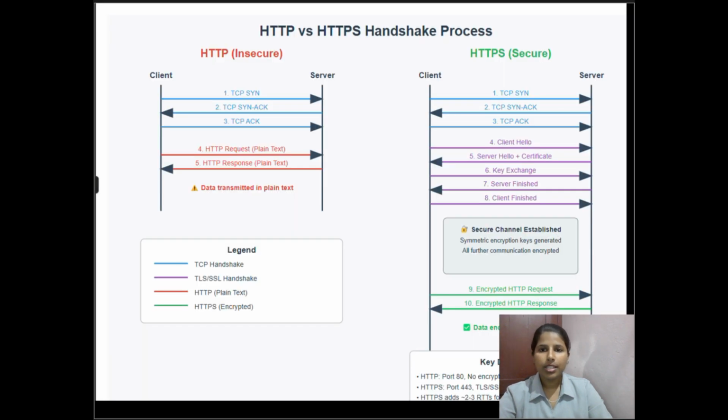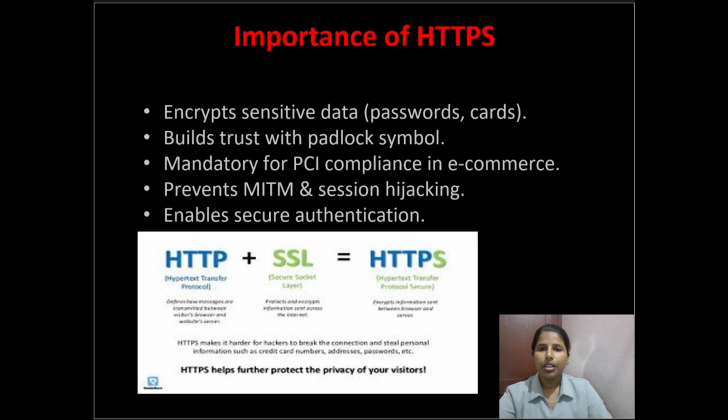Now we can see the complete handshake process. As I said on the previous slide, HTTP is the insecure version, with a three-way handshake, and the data is sent in plain text. But here, after the TCP handshake, the SSL/TLS certificate exchange happens. Then we can see the encrypted HTTP request and the response also. So this is how the handshake happens.